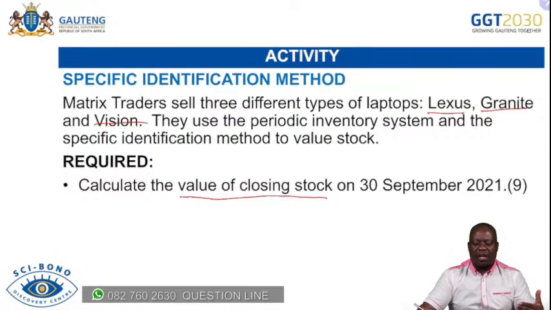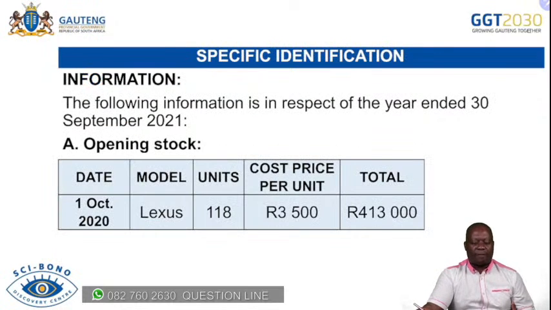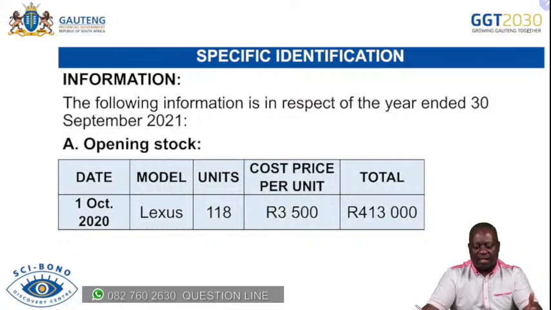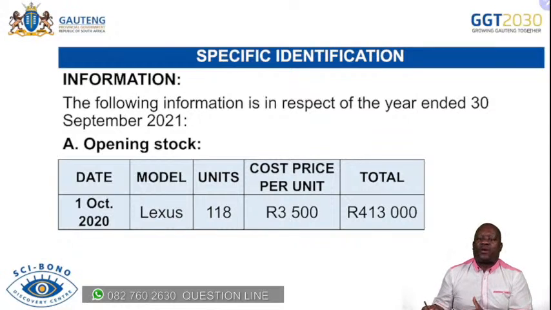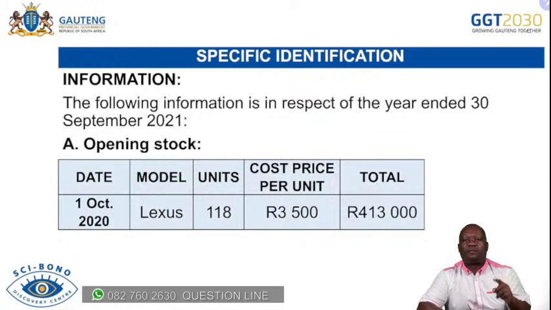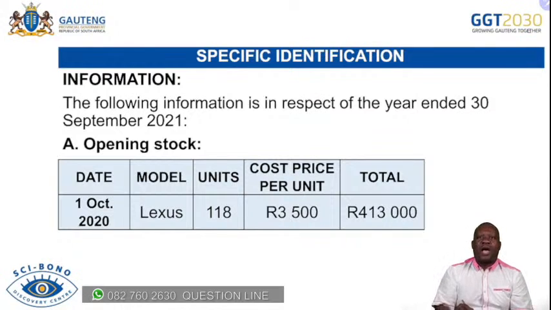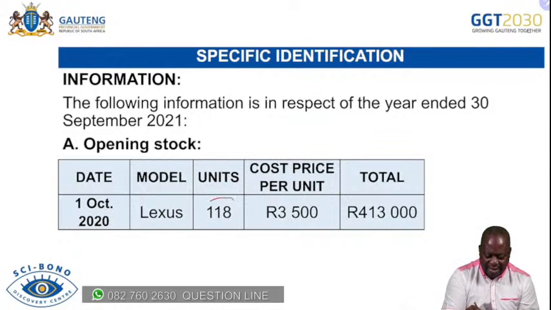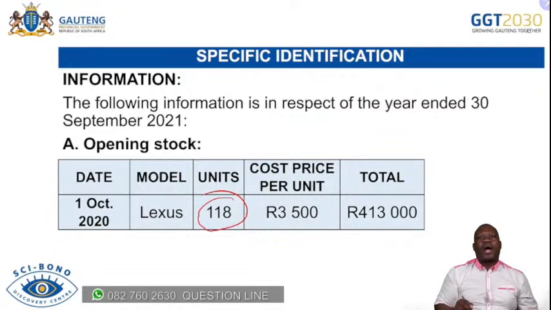So we are given information as given here. The following information is in respect of the year ended 30 September 2021. Our opening stock: the Lexus model. So when we started this period, we only had one model, and it was the Lexus. And please take note, how many units of Lexus are there? 118.